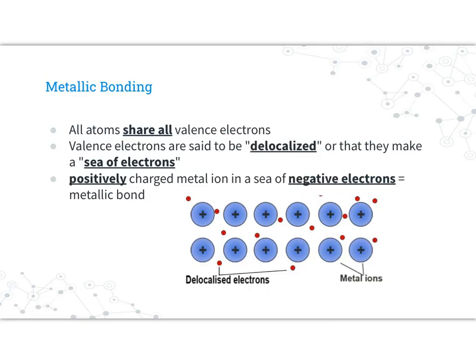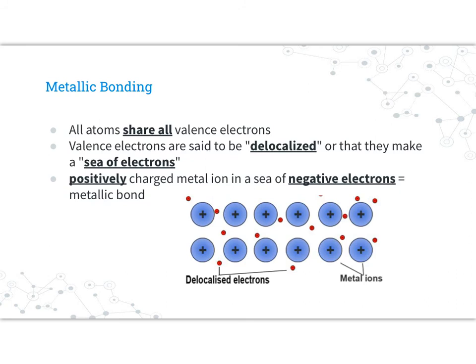The last type of intramolecular force is metallic bonding. So we've talked about ionic bonding, which is a metal and a nonmetal. And we've talked about covalent bonds, which is 2 nonmetals, or we can even draw those polyatomic ions. And the last one is metallics. So all atoms share all of their valence electrons. Valence electrons are said to be delocalized, or they make a sea of electrons. Positively charged metal ions in a sea of negatively charged electrons is a metallic bond.